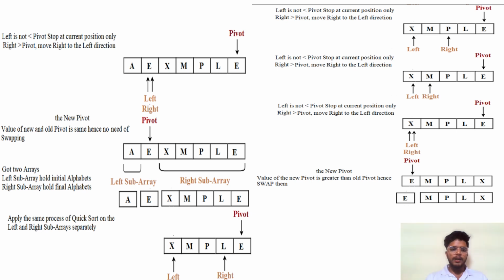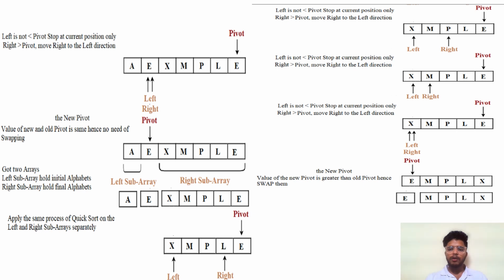So there are two arrays: the left subarray holds the initial alphabets and the right subarray holds the final alphabets. Applying the same quicksort process on the left and right subarrays separately, there will be a final result of XMPLE, which is a sorted array. Then the new pivot takes place, which was kept separated at the last, the E.